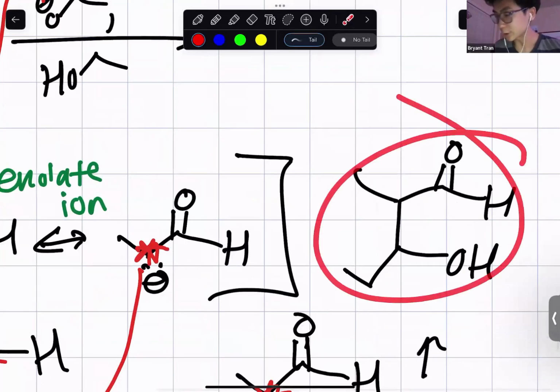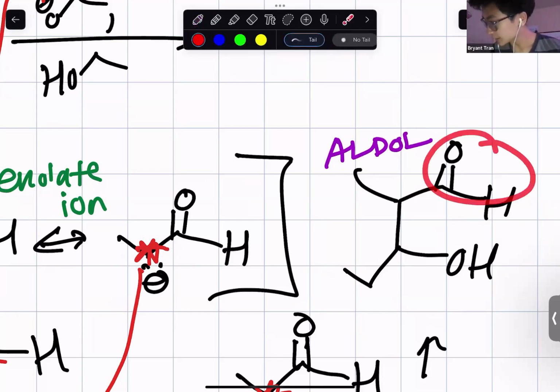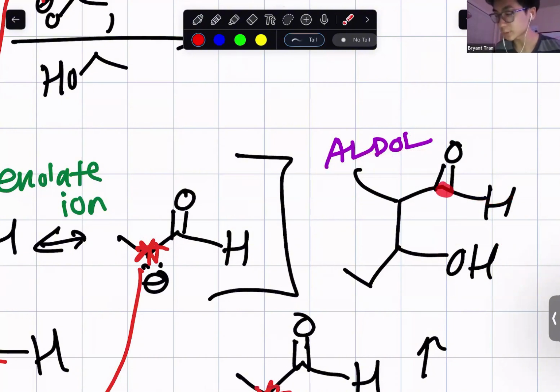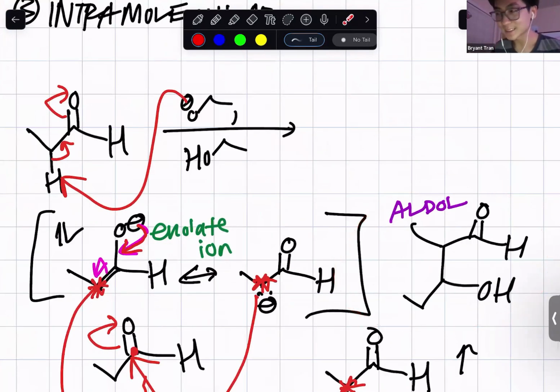This right here is our aldol, which is an aldehyde and then alcohol. Ald for aldehyde, ol for alcohol. And they're beta to each other because this is the carbonyl carbon, this is the alpha carbon, the first carbon away, this is the beta carbon. Now we usually would not stop here, right? Sometimes Helix does though, because I've seen some of his exams where he stops here.